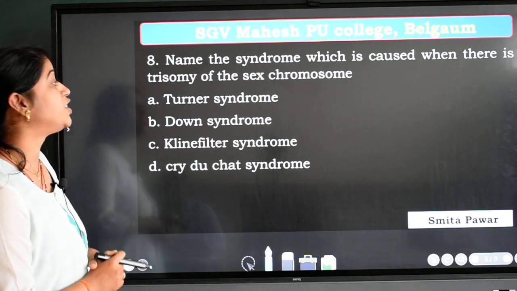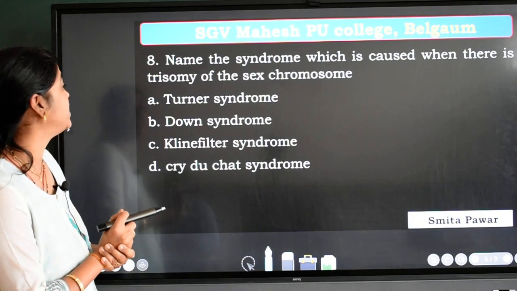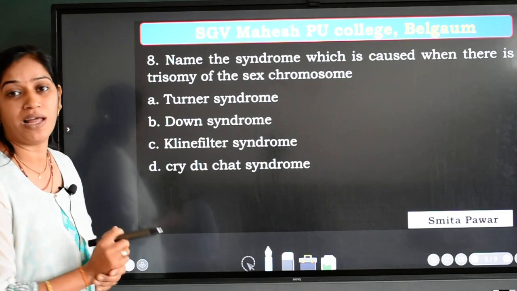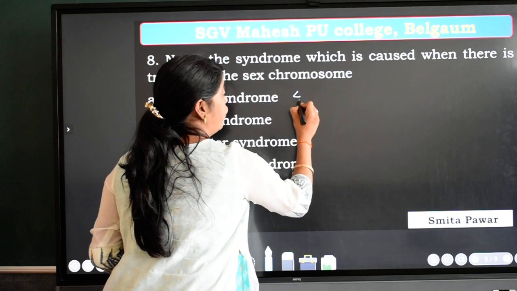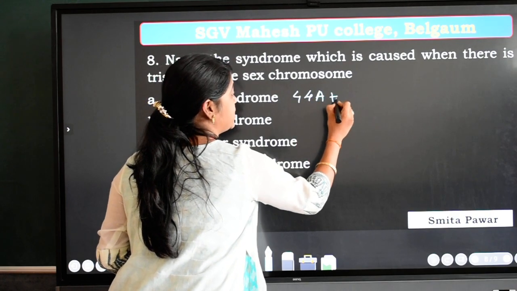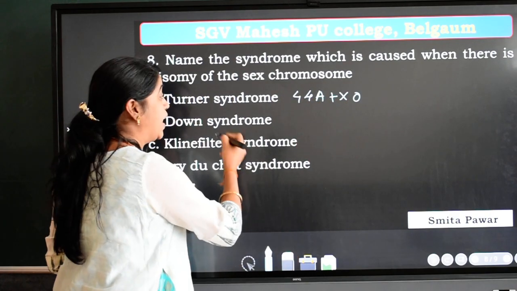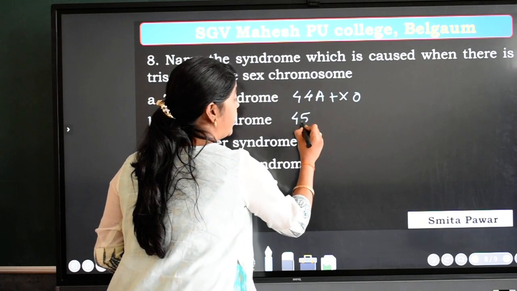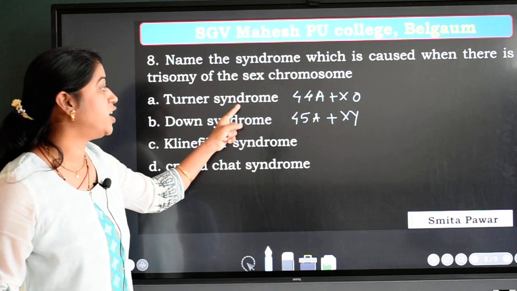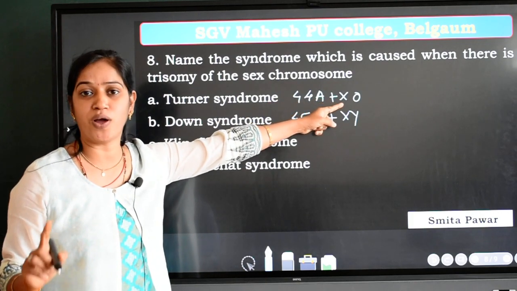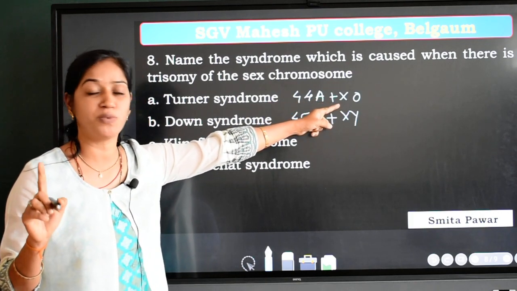Name the syndrome which is caused when there is trisomy of sex chromosome. Let us have the karyotype here. Turner syndrome, 44A plus X0. Down syndrome, 45A plus XY. You know, in Turner syndrome, these ladies have only one X chromosome. One X chromosome is lacking.